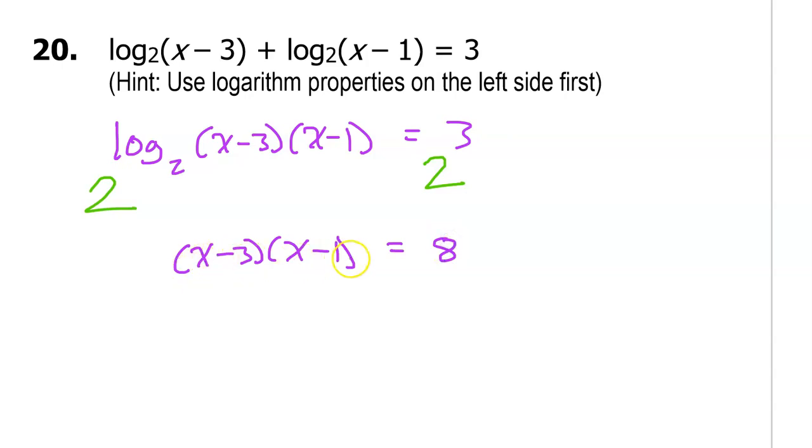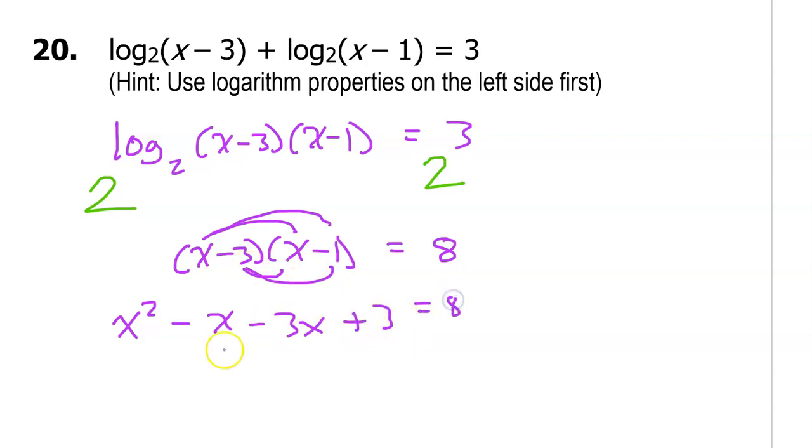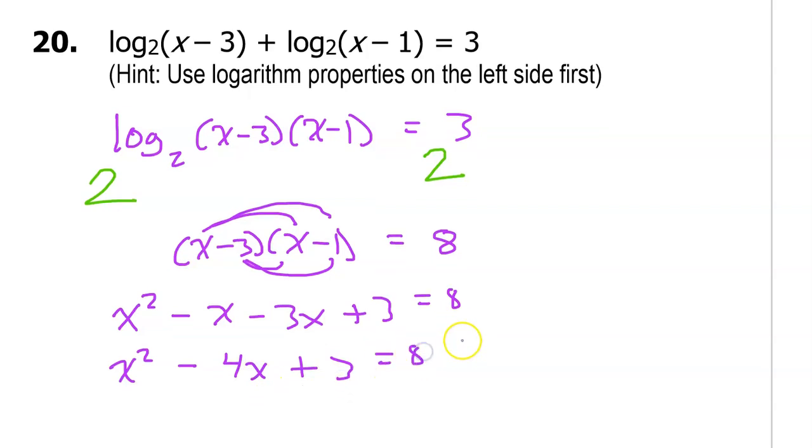Let's go ahead and multiply this out. So I'm going to get x squared. So I'm just doing the double distributive property. So I'm doing x times x and x times negative 1. So that's going to be negative x. And I'm doing negative 3x and positive 3 is equal to 8. So I've got x squared minus 4x plus 3 is equal to 8.